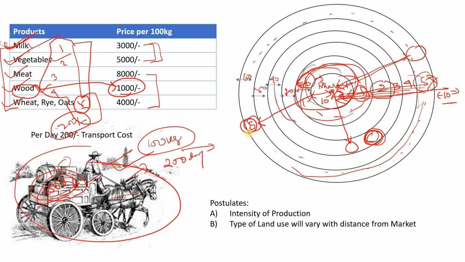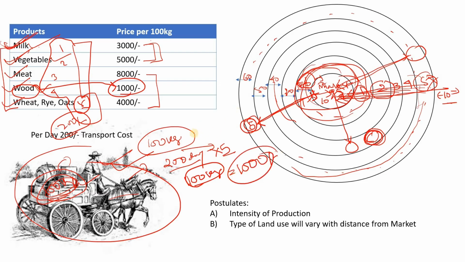I will farm it in ring 5. Then what will happen? It will take you 5 days to reach the market. Suppose you are taking 100 kilograms of wood to the market, and how many days will it take you? It will take 5 days. So 200 per day into 5, it will cost you around 1000 rupees.